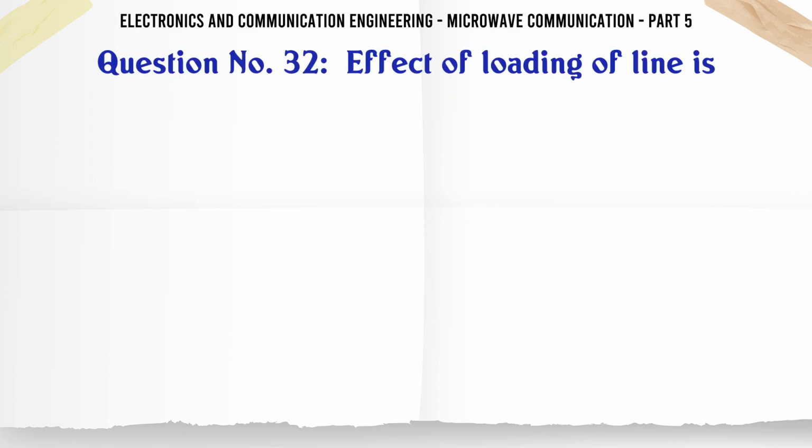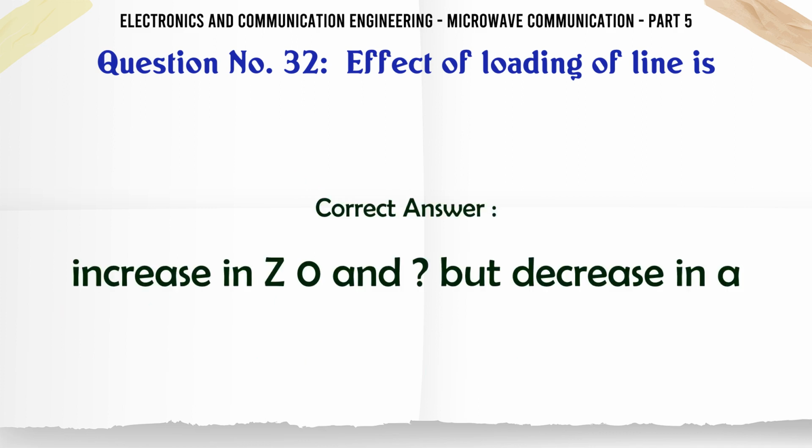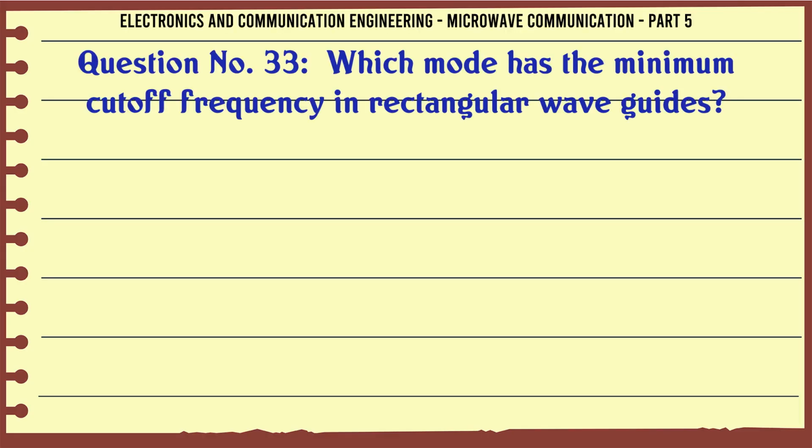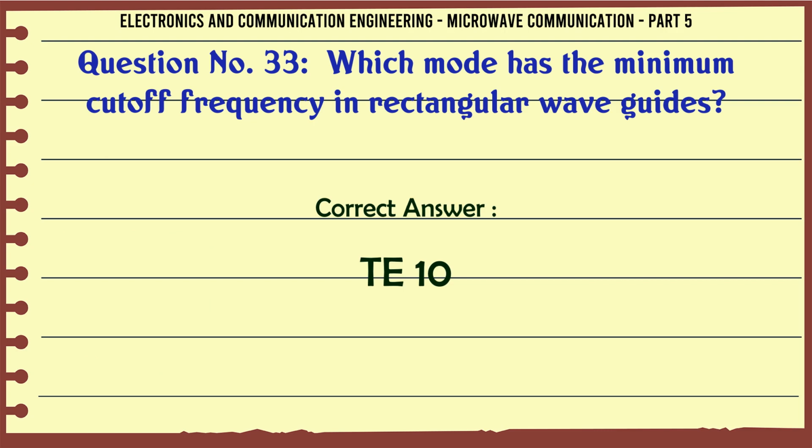Effect of loading on a line is A. increase in Z0 and β, B. increase in Z0 and β but decrease in α, C. decrease in Z0 and β, D. decrease in Z0 and β but increase in α. The correct answer is increase in Z0 and β but decrease in α. Which mode has the minimum cutoff frequency in rectangular waveguides? A. TE11, B. TE10, C. TE01, D. TE20. The correct answer is TE10.